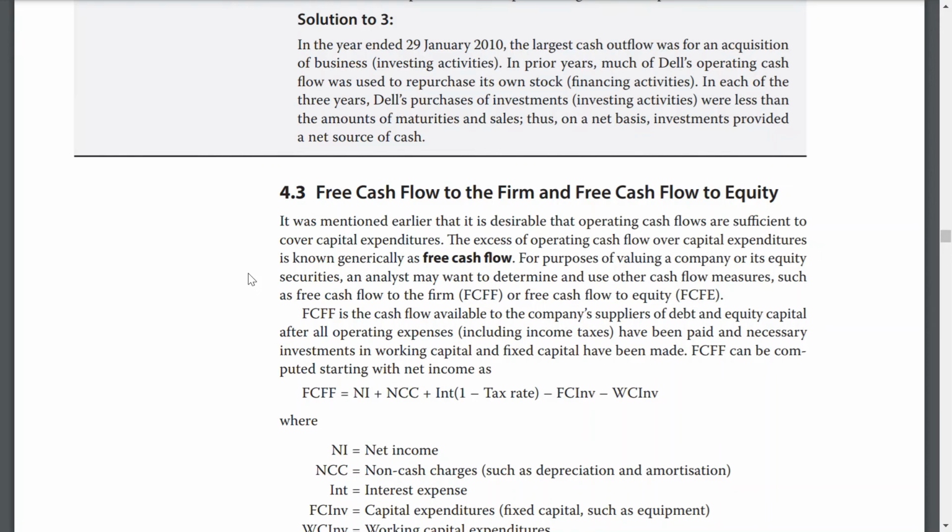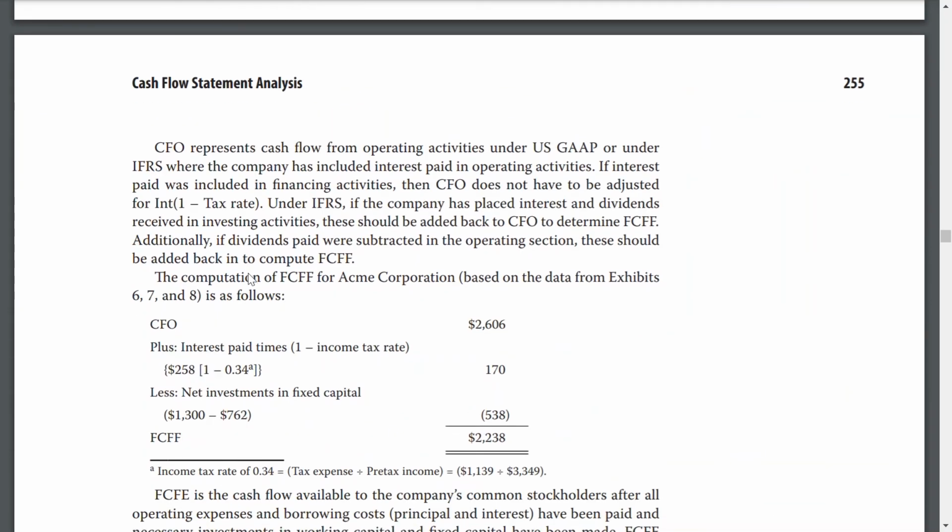FCFF can be computed starting with the net income as such. Okay. CFO represents cash flows from operating activities under US GAAP, or under IFRS when a company has included interest paid in operating activities. If interest paid was included in financing activities, then CFO does not. It's not Chief Financial Officer. It's kind of weird to think of the acronym as such. The CFO does not have to be adjusted by the factor of 1 minus tax rate. Okay, kind of makes sense.